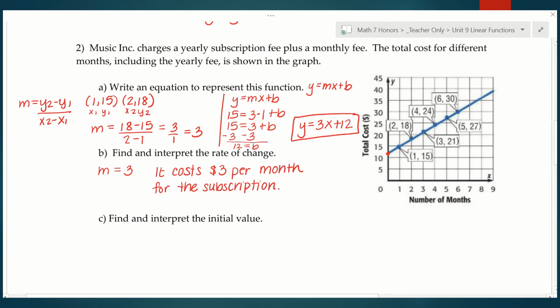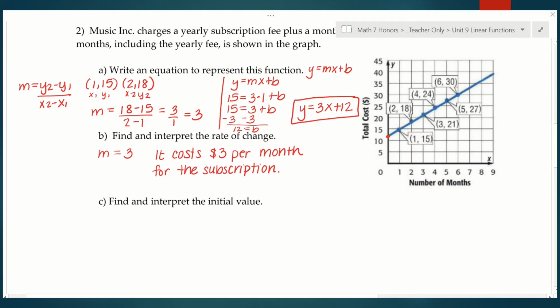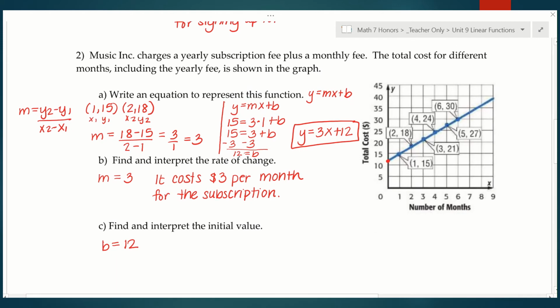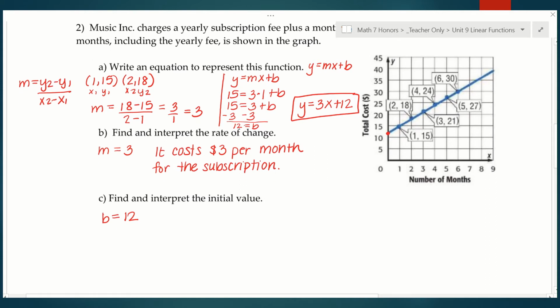All right, part C, find and interpret the initial value. So again, we've already found the initial value, or the y-intercept. It was 12. What does that mean? It means that after 0 months, you're paying $12. So it's kind of like when you first start your subscription, you're paying it. If you go back up, it says right here, they charge you a yearly subscription fee plus the monthly fee. And so that $12 must be the yearly fee. So the yearly fee is $12. That's what that initial value represents.